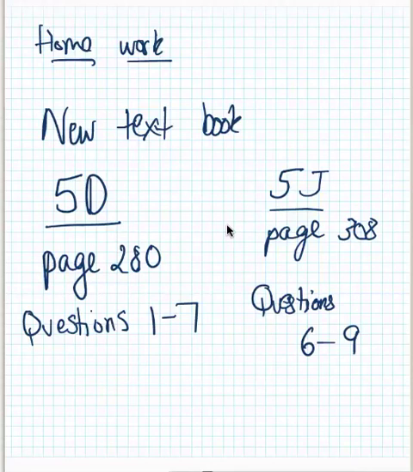So I want you to do questions from 5D, all of 1 to 7, and from 5J, all of questions 6 to 9. And the pages are there for you. Now this is from the new textbook. If you've got the older textbook, I'll let you know in class.